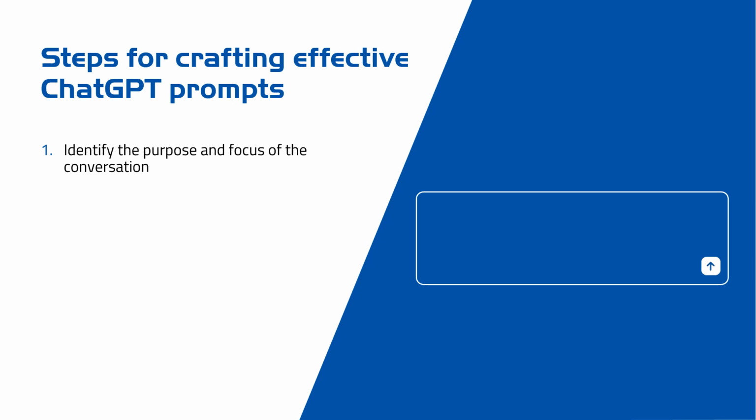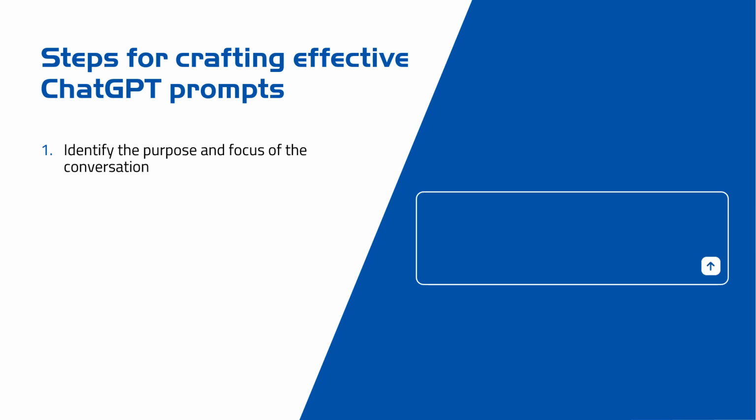Before writing your prompt, it's essential to have a clear understanding of what you hope to achieve. Do you want to provide information, answer a question, or engage in casual conversation? By identifying the purpose and the focus of the conversation, you can craft a prompt that is specific and relevant, leading to a more engaging and informative conversation with ChatGPT.